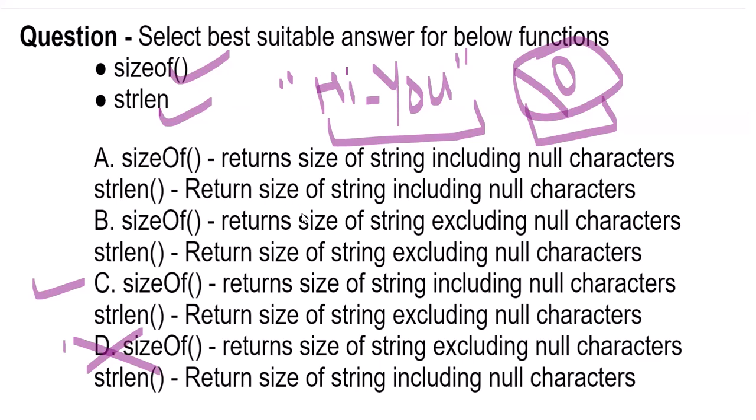So this one says return the size of a string excluding null character for sizeof, no. Return the size of a string including null characters, right. Return size of string including null characters in strlen also, no. So the correct output will be this, C. Okay, because in sizeof the null character is included, but in strlen it is not included. So the correct output is option C.